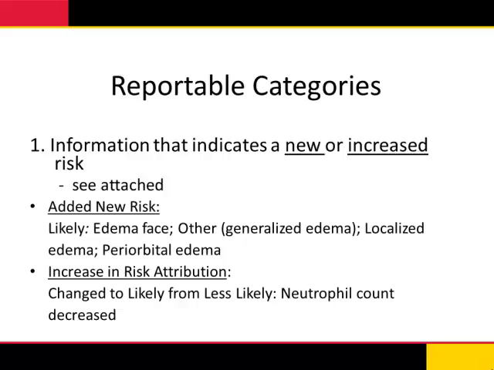So added new risks: face edema, generalized edema, localized edema, periorbital edema. And then another one that has an increased risk of attribution. So the attribution changed to likely from less likely. Neutrophil count decreased. The reason that these are so important to be reported to the IRB is these are new events and new occurrences and new risks that research subjects need to be made aware of, because this may determine whether a research participant continues to want to participate in a research study.